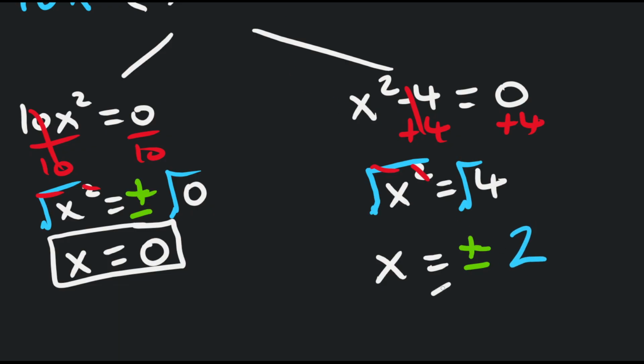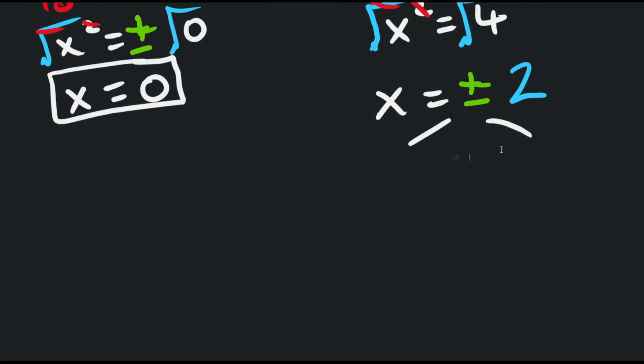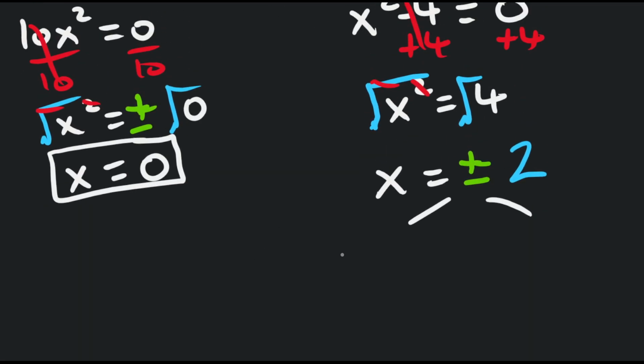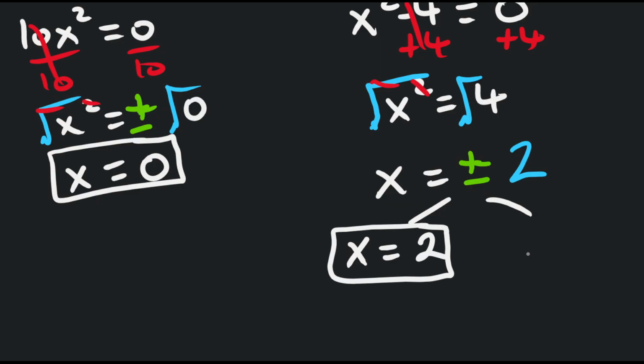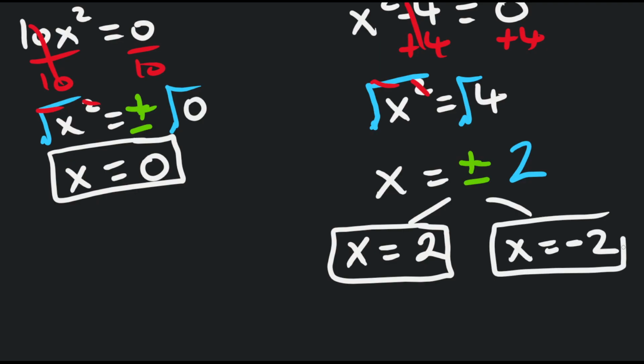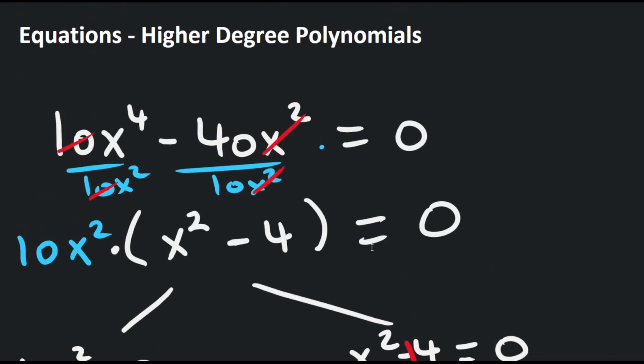And then you can go ahead and split this up. X equals plus minus 2. And that simply means x equals positive 2, which I'll just write as 2. That's one solution. And x equals negative 2. And we actually have 3 solutions for x. We have x equals 0, x equals 2, and x equals negative 2. And those are all the solutions to our original problem.